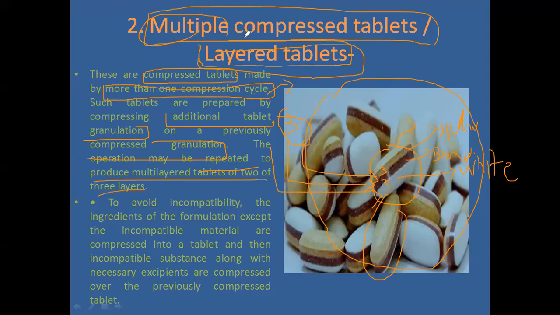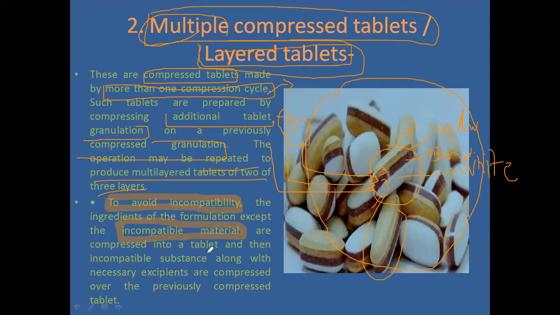Now why do we go specifically for the formulation of multiple compressed tablets or layered tablets? The major reason is to avoid incompatibilities. Suppose I have a drug A and drug C which are incompatible with each other, but A is compatible with B. So what I can do is prepare a separate layer of A, a separate layer of B and a separate layer of C, so that if any incompatibility is there, it will not be seen in the product.